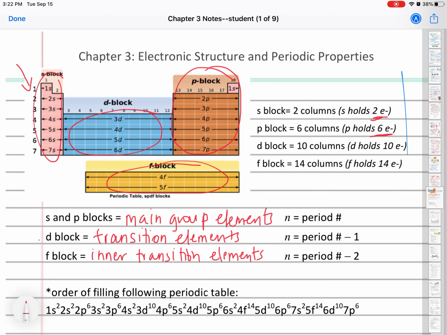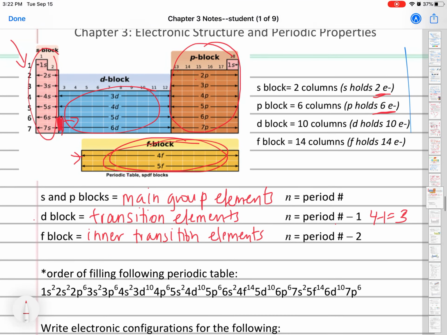So in the 4th row, the energy level in front of your D is going to be the period number minus 1. So in the 4th row, 4 minus 1 is 3. Anything in the 4th row, the D level is the 3D level, not the 4D level. And then the same thing for the F block, it's offset by 2. So the F block fits in right here. So 6S then becomes 4F, which then becomes 5D.